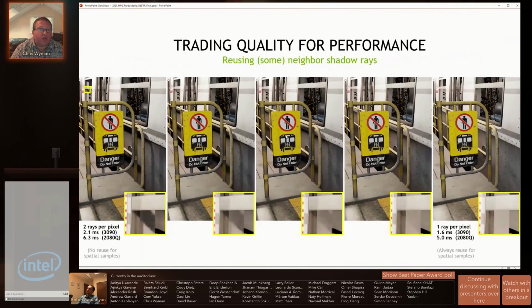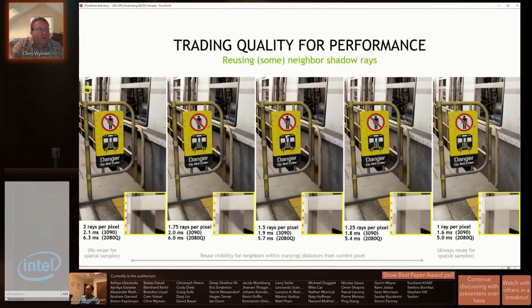And if we do this, we can see the results trading off performance for quality by tuning this knob. How much do we reuse samples? On the left, you see 2 rays per pixel, which is our maximum quality in this paper. And on the right, you see 1 ray per pixel, which is always reusing the neighbor visibility. What goes on there is you lose the contact shadows, but in between, we've tuned this knob. How much do we reuse the neighbor visibility? These contact shadows essentially fade out linearly, as does the cost, because the number of rays we're shooting changes essentially linearly going from left to right. And here I've shown performance on a GeForce 3090 and a laptop 2080 Max-Q for comparison.